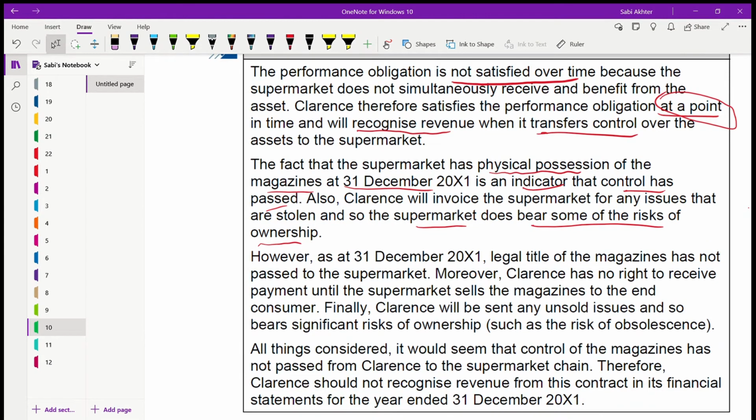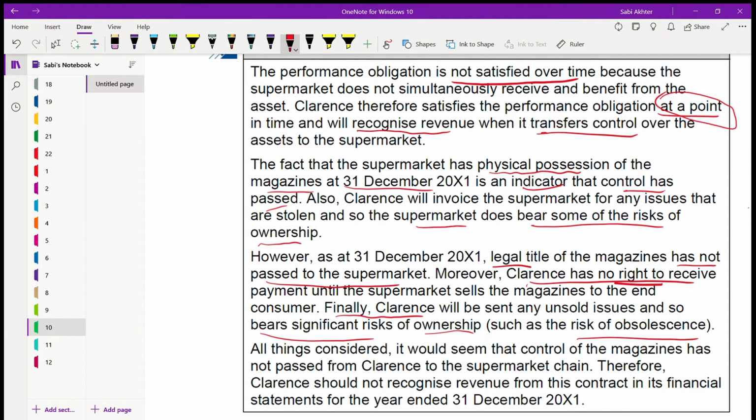However, as at 31st December 2001, the legal title did not pass. The legal title has not been passed to the supermarket. Moreover, Clearance has no right to receive payment until the supermarket sells the magazine to the end customer. Finally, Clearance will take back any unsold issues, and so they will bear significant risk of ownership also, such as the risk of obsolescence.